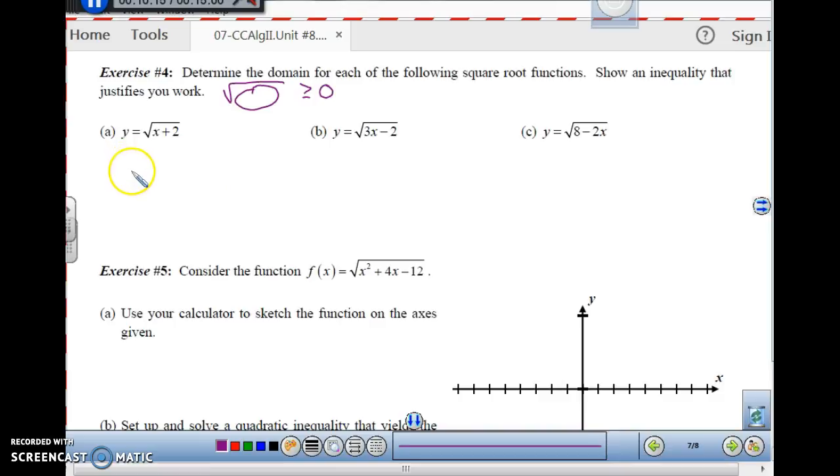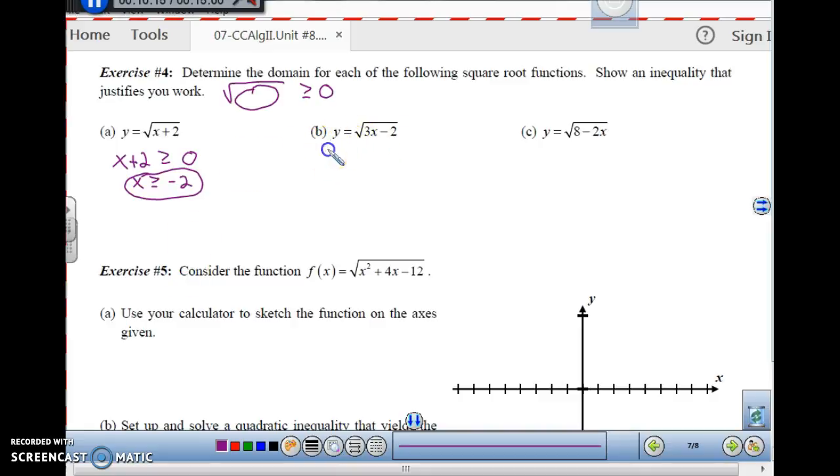So if I take x plus 2 and set it greater than or equal to 0, I can solve that. That gives me x is greater than or equal to negative 2. So as long as x is greater than or equal to negative 2, it'll be a real number. If I put negative 2 in here, it'll be 0, which is a real number. And then anything after that, negative 1, 2, 3, 4, whatever, will work. If I plug in negative 3, it doesn't work. So x would have to be greater than or equal to negative 2.